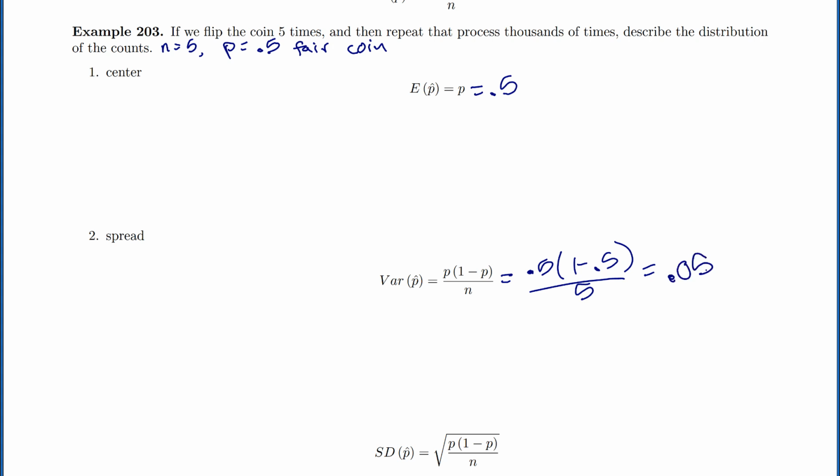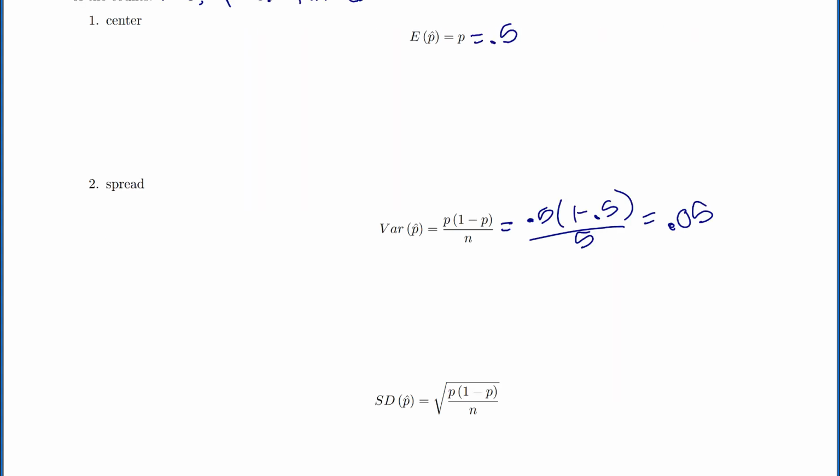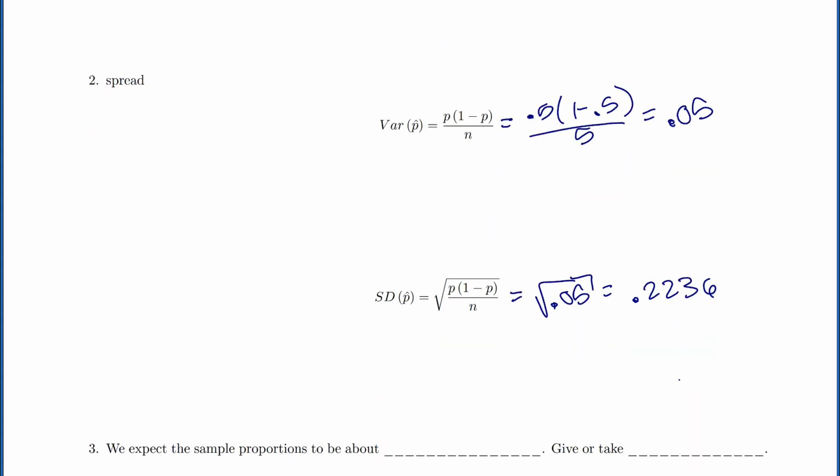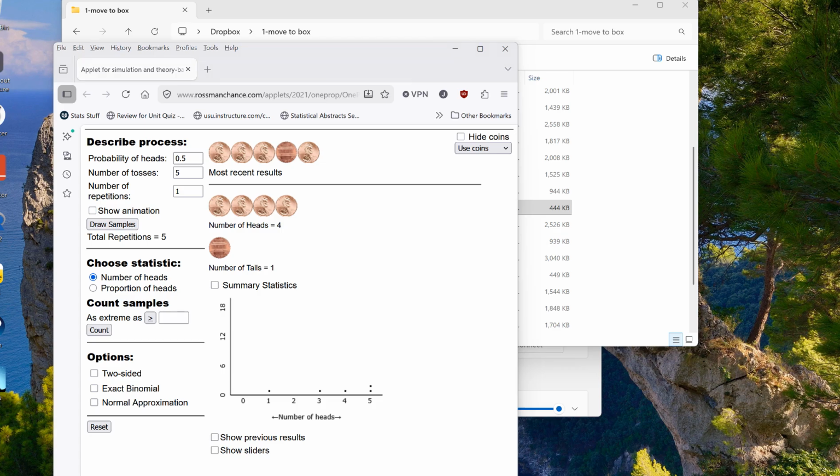Which gives me 0.05. And then the standard deviation is just the square root of that. So the square root of 0.05 gives me 0.2236. And so what does that tell me? That tells me that we can expect our sample proportions. When I go take a proportion, I can tell you it will probably be about 0.5, the expected value of p hat, give or take about 0.2236, which was the standard deviation of our possible sample proportions.